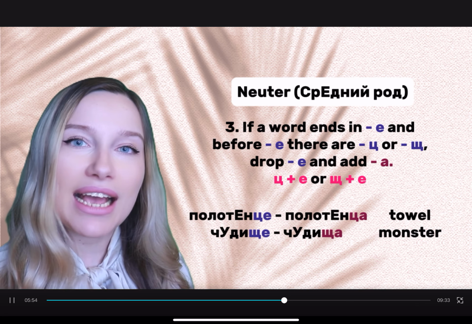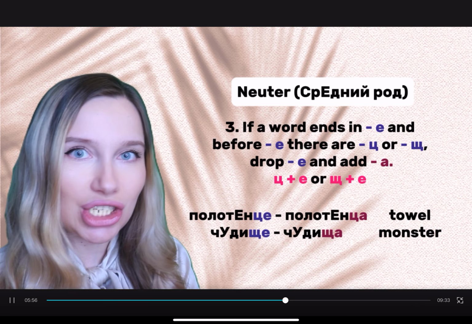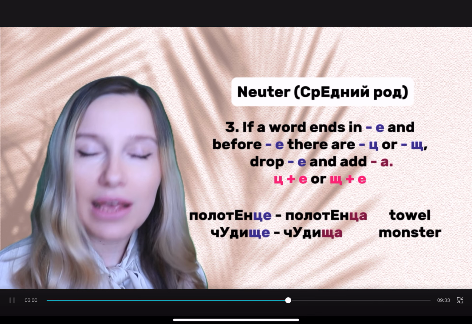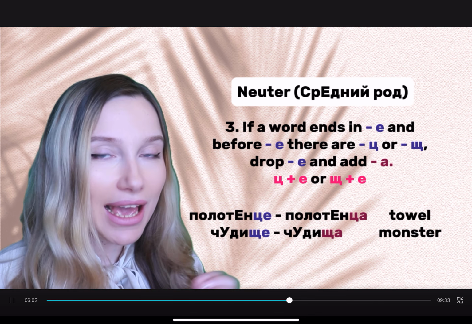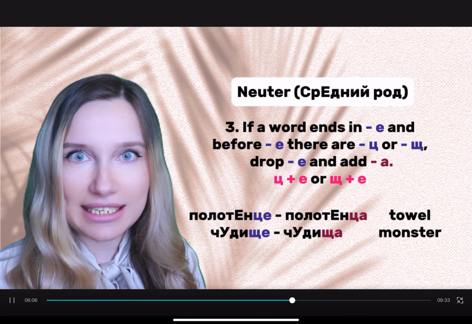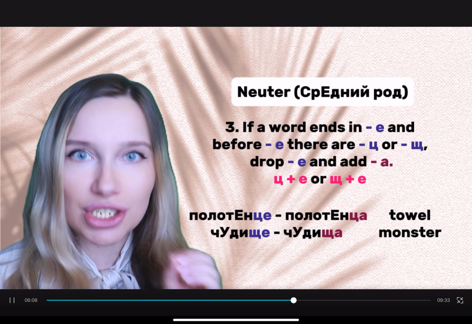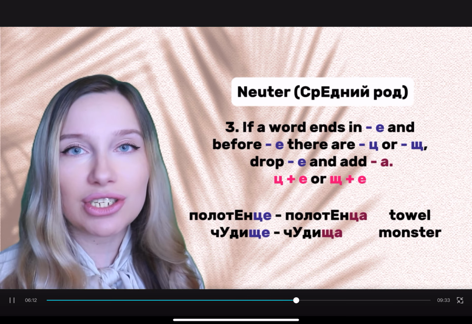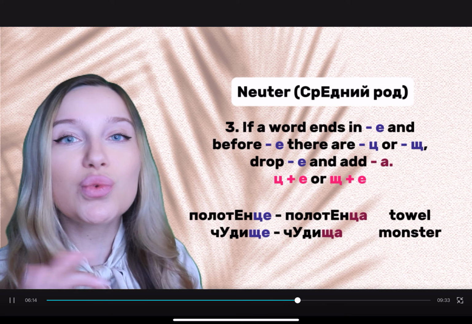Полотенца. The next, чудище, чудища. Чудище ends in the letter Е, and before this letter Е we have the letter Щ. It means that we drop the last Е and change it to А.